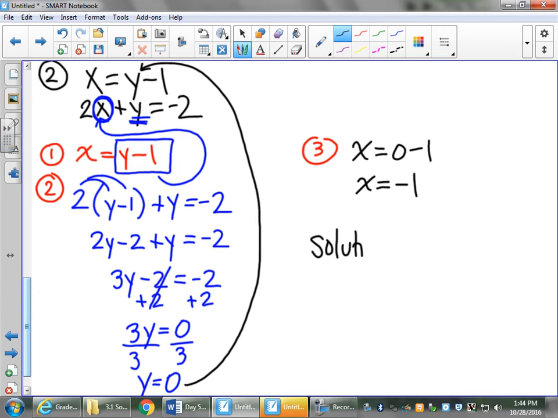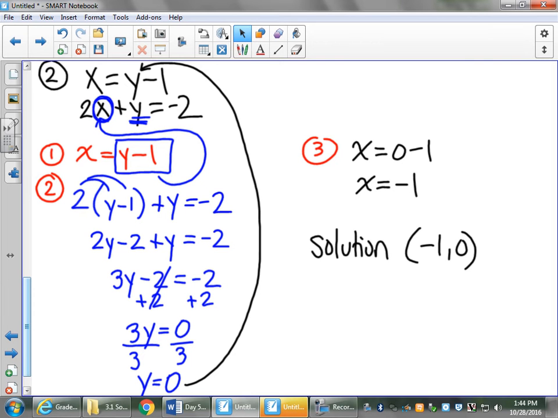So my solution is an ordered pair x comma y. X always goes first. So it's going to be negative 1 comma 0. That would be where they would intersect graphically if I were to graph these. Okay. Pause if you need to. Take another minute, finish copying down the notes, and then I'm going to keep going on with the lesson.